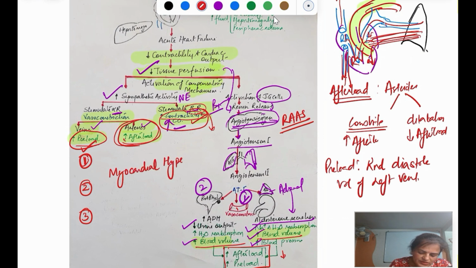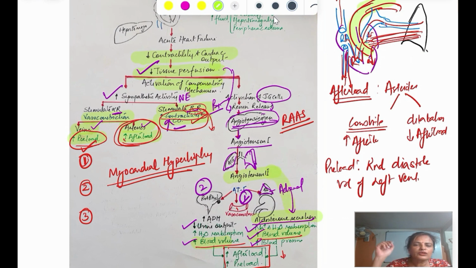hypertrophy. So this myocardial hypertrophy is mainly because of aldosterone. There is the presence of aldosterone and angiotensin. These two are going to cause myocardial hypertrophy, plus all the volume overload also causes myocardial hypertrophy. So initially this is also beneficial, but later on, because of the continuous presence of angiotensin and aldosterone, this myocardial hypertrophy leads to cardiac remodeling.